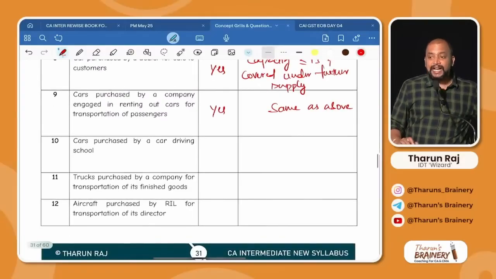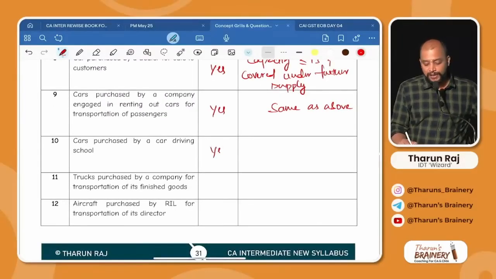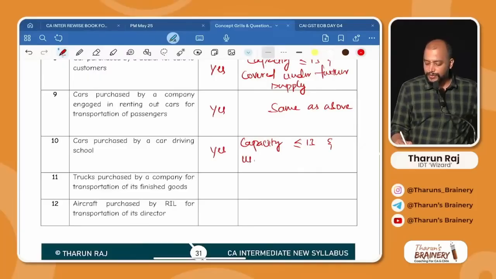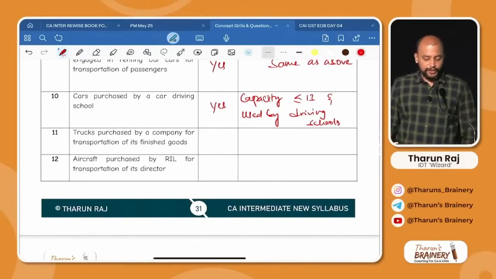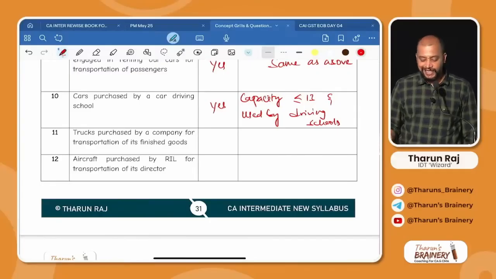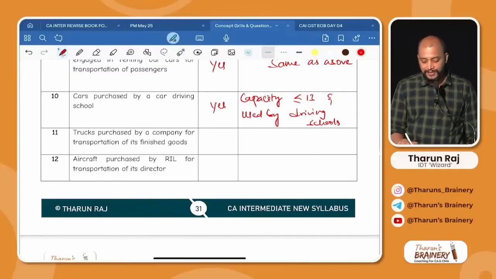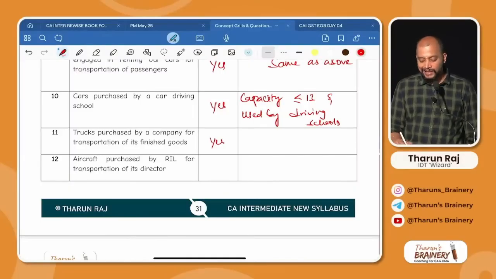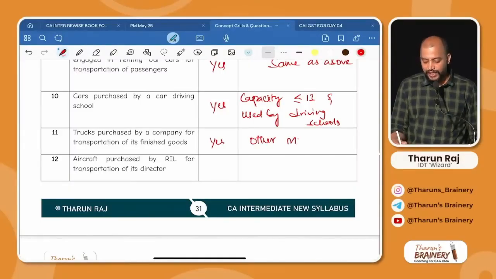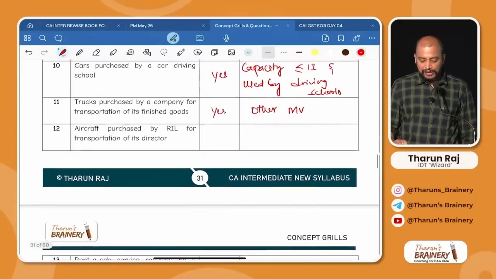Cars purchased by a car driving school. ITC available? Yes. Reason, capacity does not exceed 13 and used by driving schools. Next, trucks purchased by a company for transportation of its finished goods. Can they take ITC with respect to the trucks purchased? Yes. Reason, other motor vehicles. As it is other motor vehicles, so ITC is available.